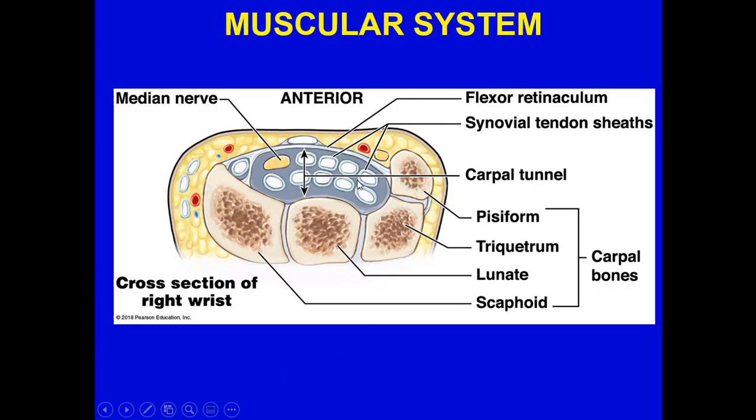Here is what I was trying to diagram for you, and you can see this really well. Look at these, the carpal bones: the pisiform, the triquetrum, the lunate, and the scaphoid. Okay, so that's the floor. This is the roof, and this is the flexor retinaculum. Now, each one of these are tendons. They have a tendon sheath, so it's a synovial sort of lining or membrane or capsule around it. This is also the median nerve.